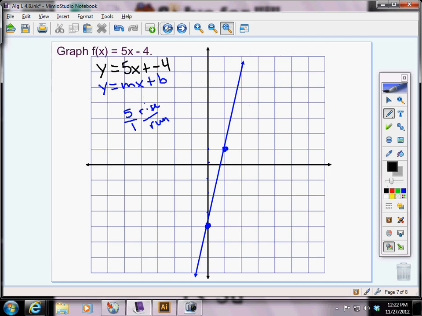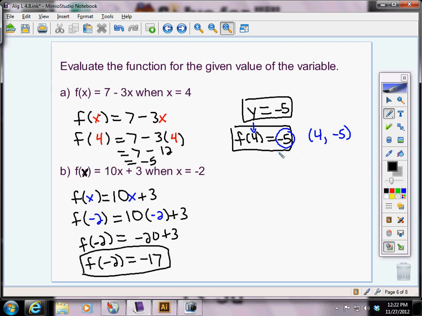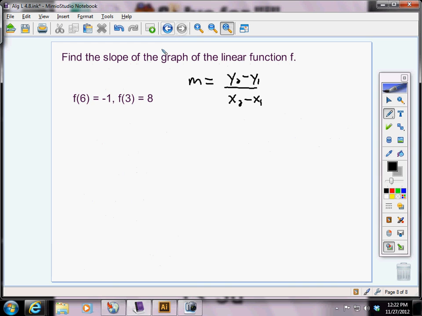Okay, go back here. Remember I said what function notation allows us to do is it tells us what our input value is and what our output value is. Our input is our x value, our output is our y value. So remember, this is like saying f of x equals negative 1. So the 6 is our x. This is actually the point 6, negative 1.